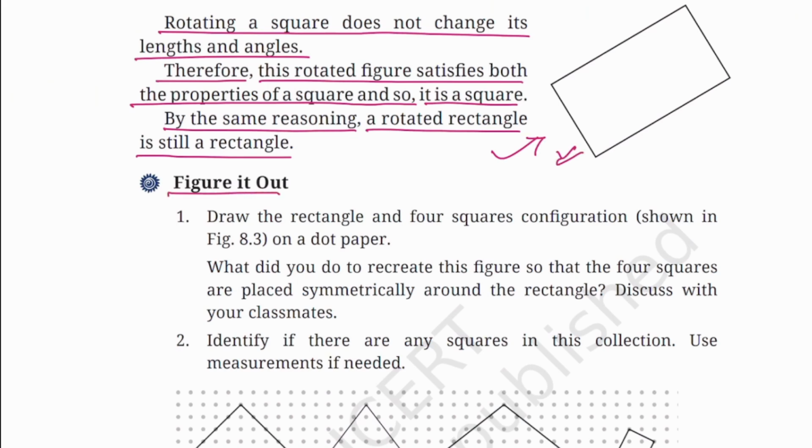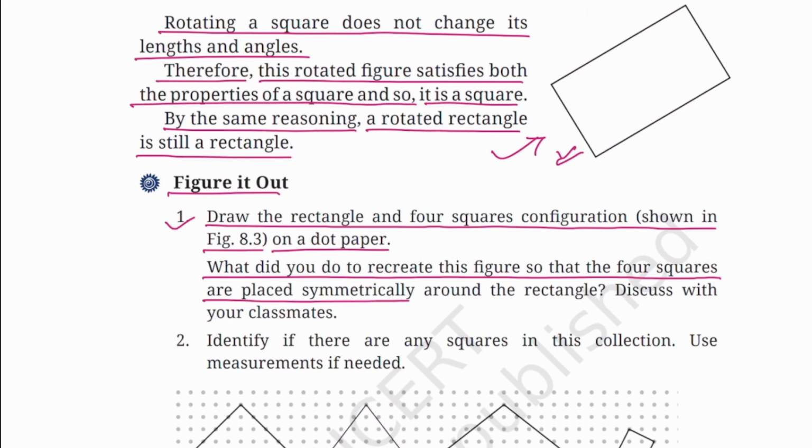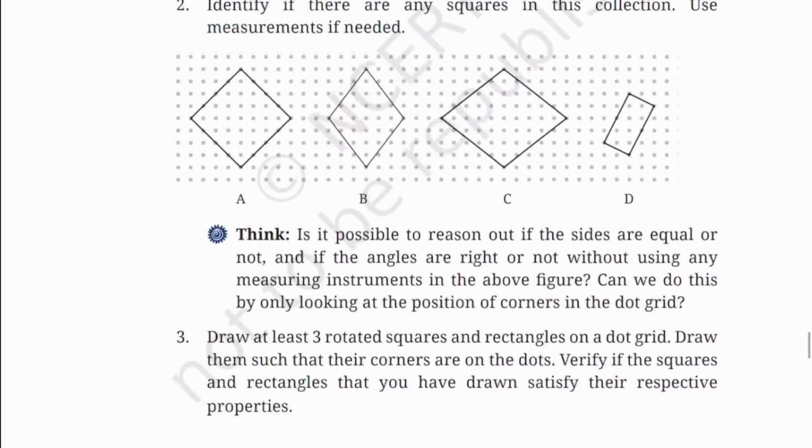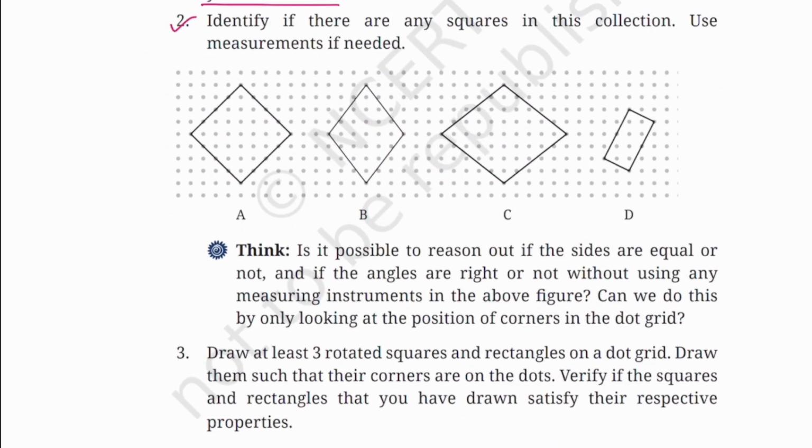Figure it out. 1. Draw the rectangle and 4 squares configuration shown in figure 8.3 on a dot paper. What did you do to recreate this figure so that the 4 squares are placed symmetrically around the rectangle? Discuss with your classmates. 2. Identify if there are any squares in this collection. Use measurements if needed.